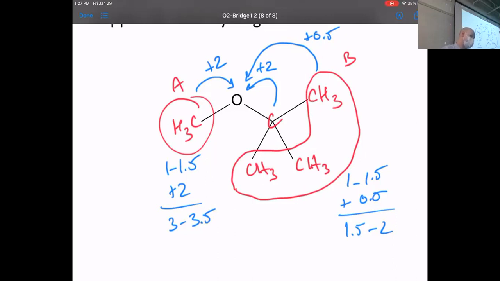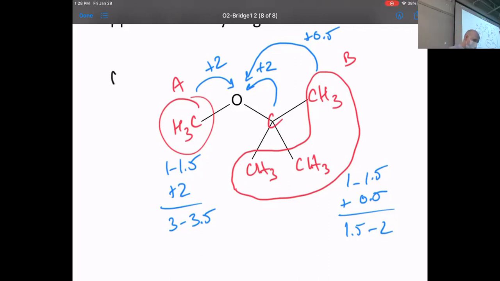So an alkane itself is 1 to 1.5. That's where alkanes are. But if it's an alkane that's next to an oxygen, it's been shifted from 1 to 1.5 to 3 to 4. So it's gone up by about 2. So therefore, the effect of that neighboring oxygen would be by moving it up by about +2.